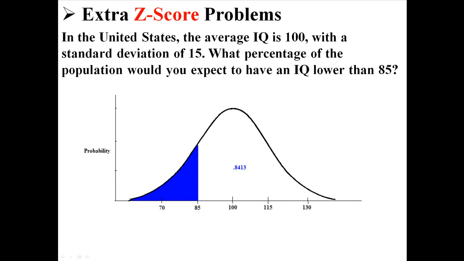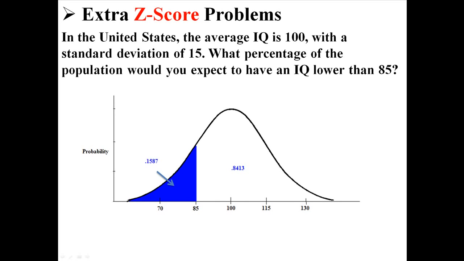So what that means is the area in the body is 0.8413. Now what we want is the area in the tail, which is a smaller portion. So realize we can just do 1 minus 0.8413, and we find out that the area in the tail is 0.1587. So the percentage that we would expect to have an IQ lower than 85 is about 16%.